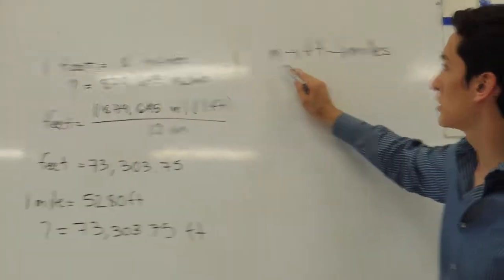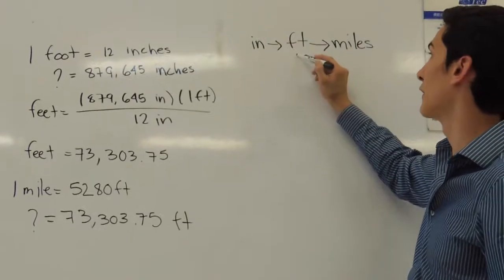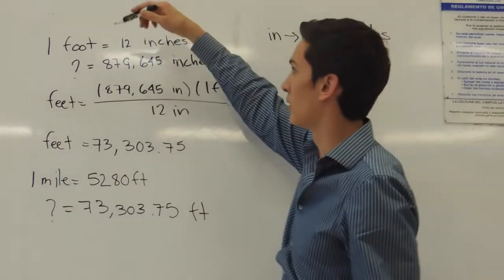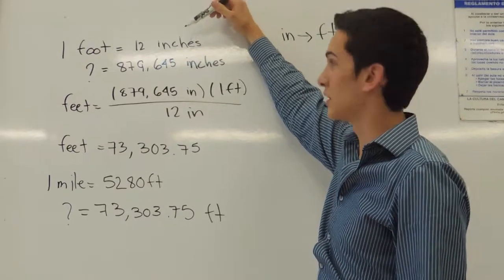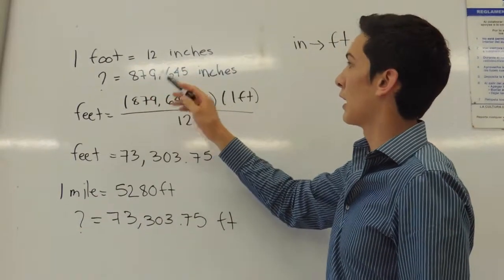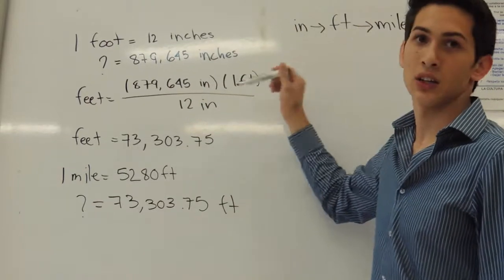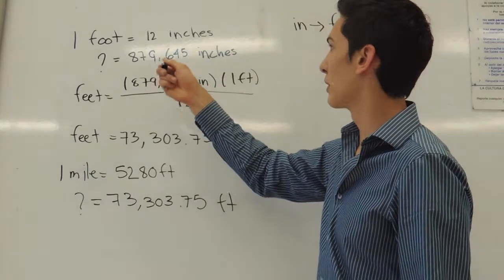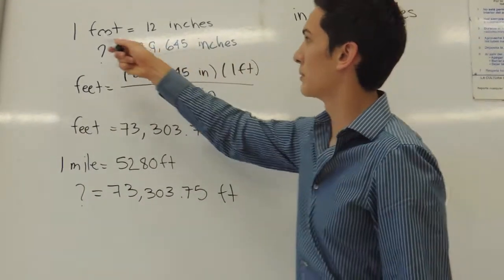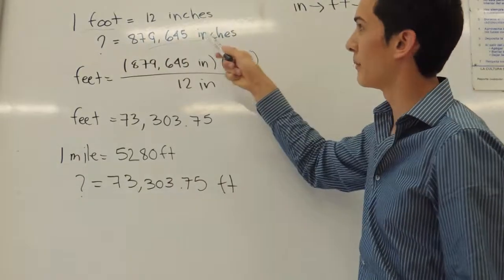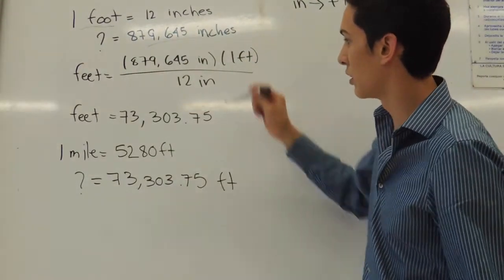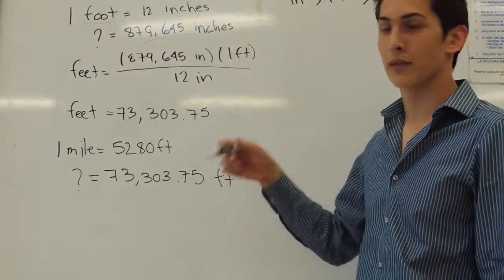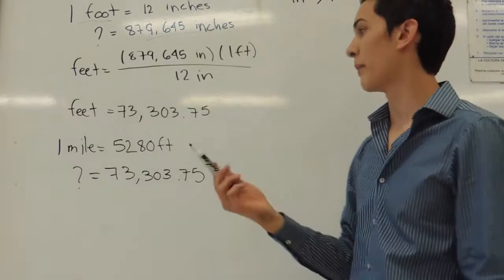We need to pass inches to feet and then feet to miles, because inches to miles directly is impossible. So 1 foot equals 12 inches. 879,645 inches, how many feet will that be? So here we multiply this times 1 foot divided by 12 inches. So here we have the result in feet, and then from feet we need to change it to miles.